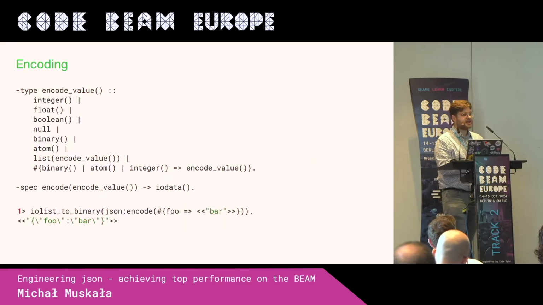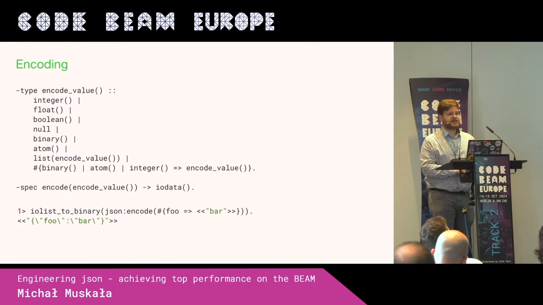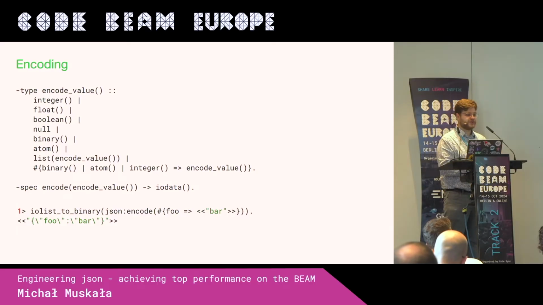So the encoding API also has two versions. Again, we have the very simple encoding API where you just call JSON encode and it returns IO data, and that's it. You can convert it back to a binary for something that's easily legible on a slide.